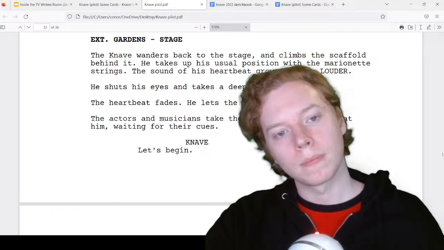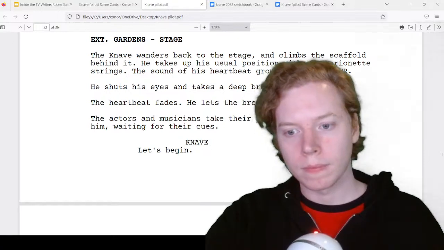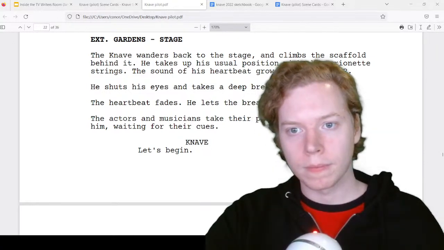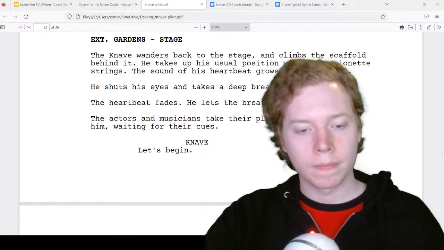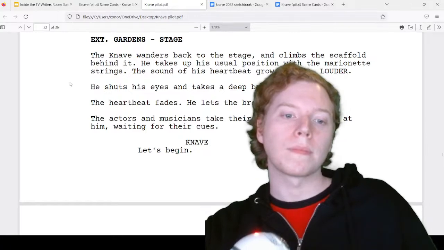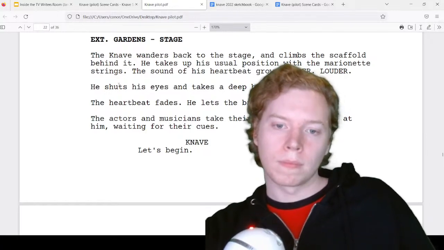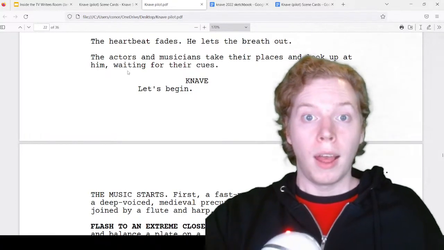The exterior garden stage. The knave wanders back to the stage and climbs the scaffold behind it. He takes up his usual position with the marionette strings. The sound of his heartbeat grows louder, louder. He shuts his eyes and takes a deep breath. The heartbeat fades. He lets the breath out. The actors and musicians take their places and look up at him, waiting for their cues. Let's begin.